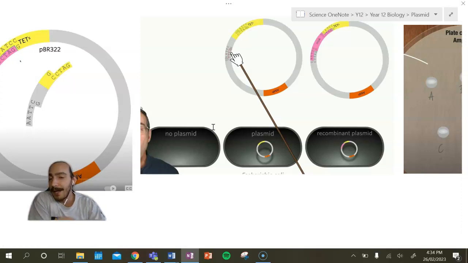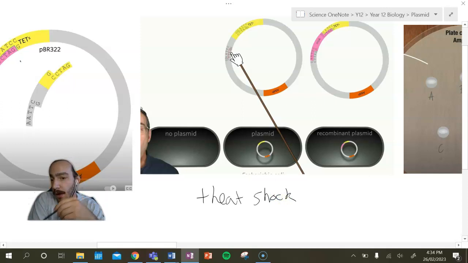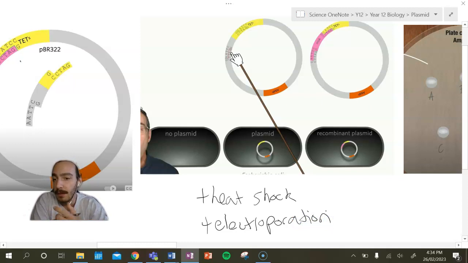Okay, and we can increase the chances that bacteria take up these plasmids by doing something called heat shock. That's where we basically put them in an icy mixture and then put them in a hot mixture, and that loosens up the cell membranes and allows things to come in more easily. And also electroporation. Think about that word, poration. We're building pores, like pores in your skin, holes in your skin. Electroporation is an electric shock that makes pores.